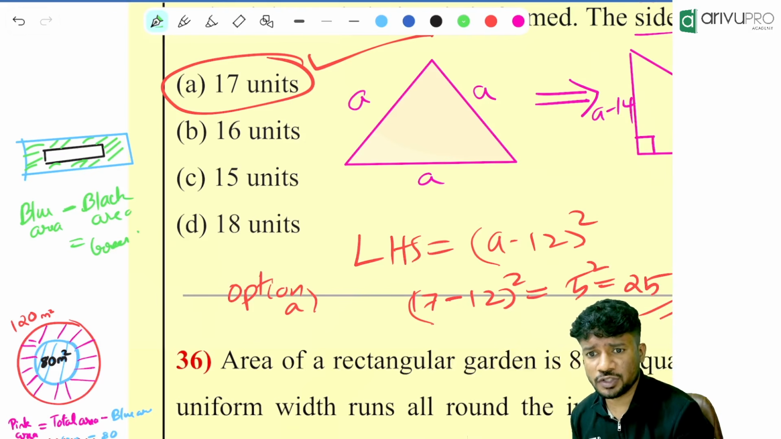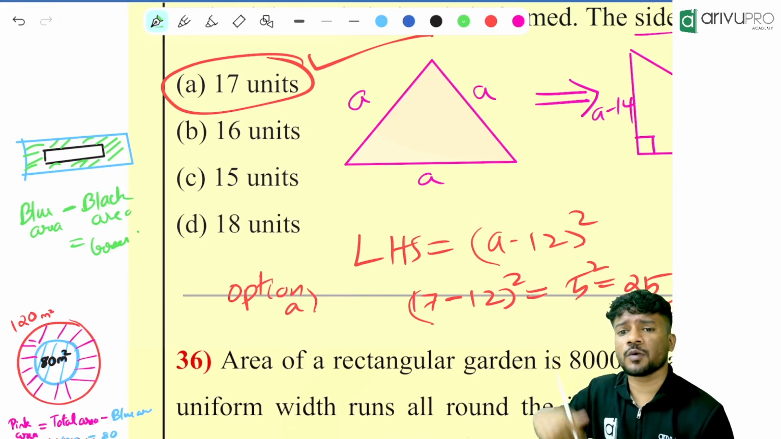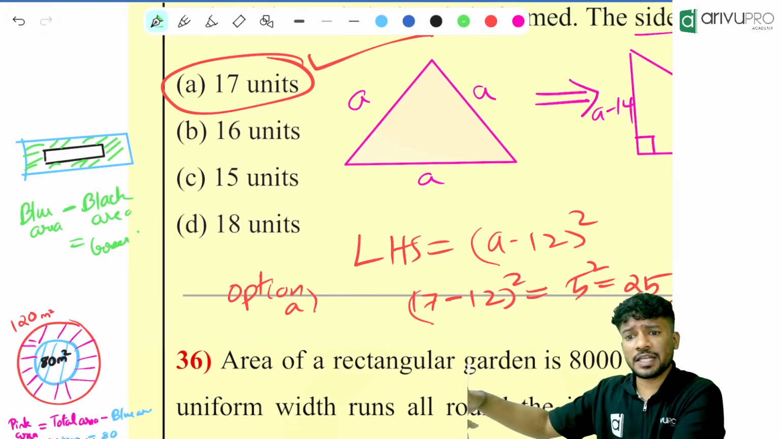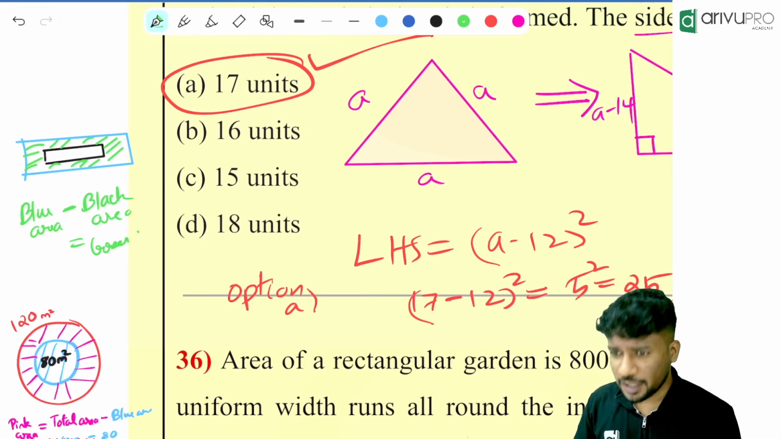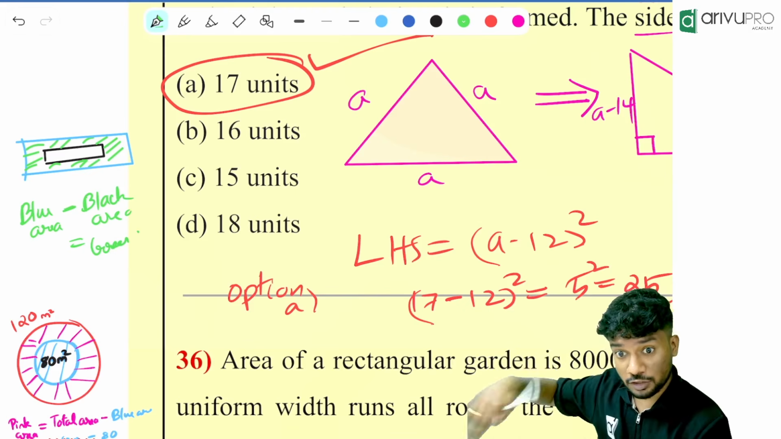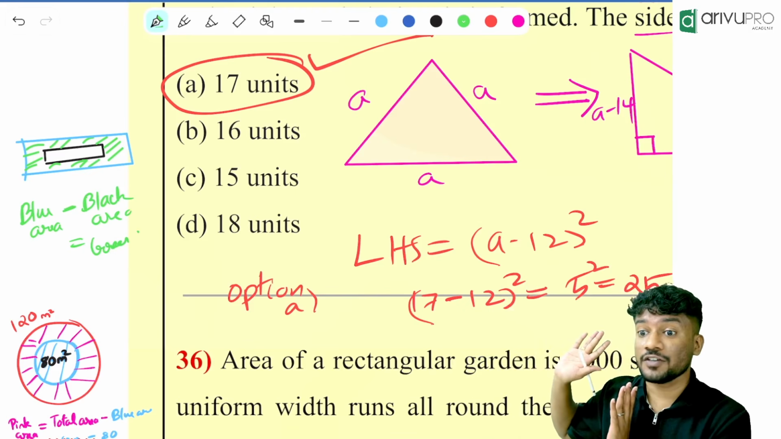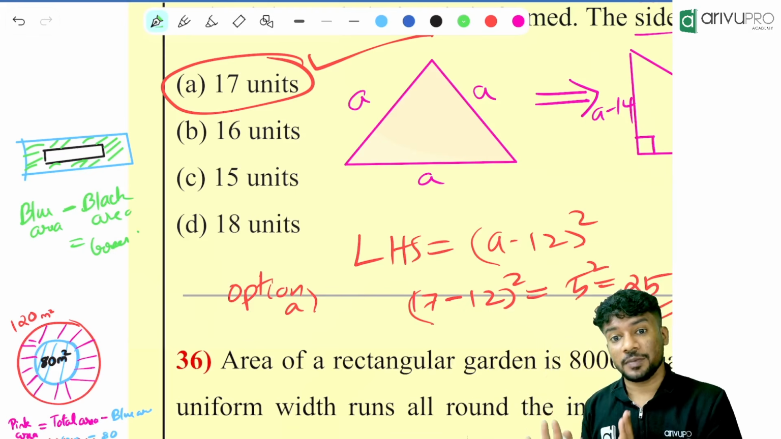Okay. One person says, I want a piece of this square feet, and he cuts around 20 square feet. What is the remaining area? We should take the total area minus whatever he cut off, we should reduce that. You will get the remaining area.